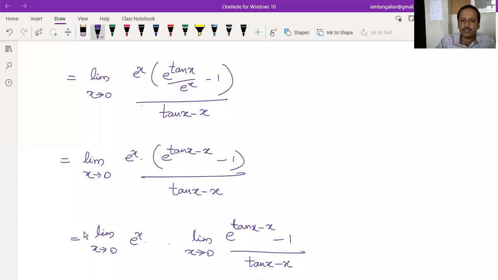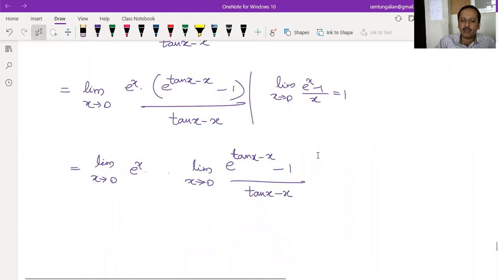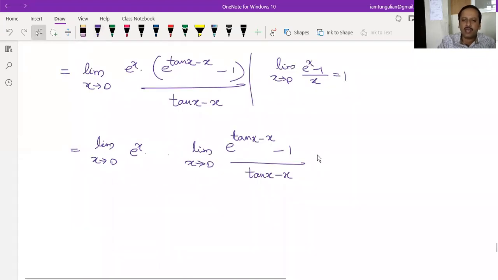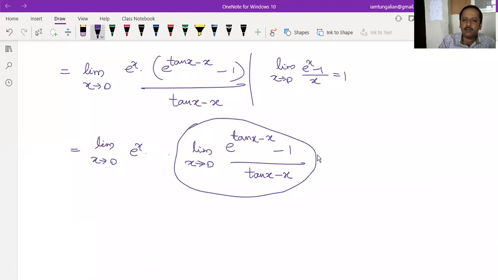So I can use this formula. What was that formula? Limit x tends to 0, e power x minus 1 by x is equal to 1. I can use this formula. In place of x, we have tan x minus x. Here also we have tan x minus x in the denominator. So this much will be equal to 1 according to this formula.